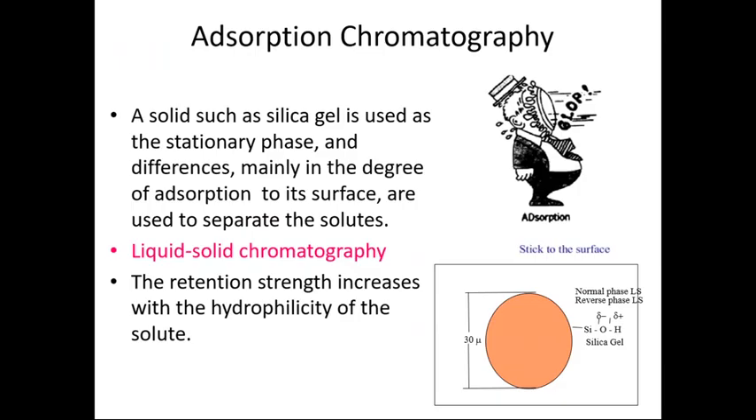So in adsorption chromatography, a solid such as silica gel, what you see over here, is used as the stationary phase. And the differences mainly in the degree of adsorption to the surface are used to separate the solutes. So adsorption is a liquid solid chromatography, and the retention strength increases with the hydrophilicity of the solute. Okay.